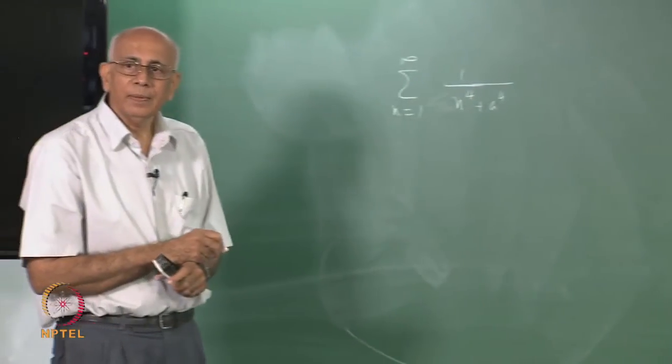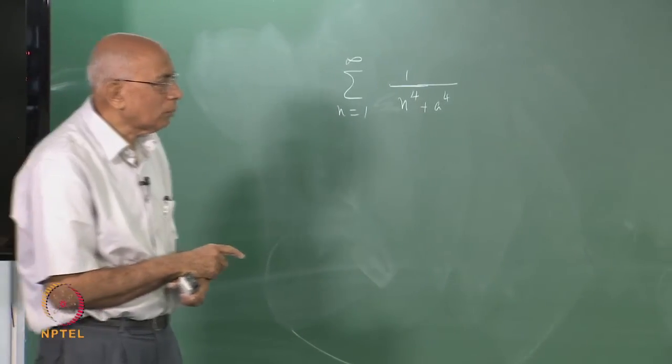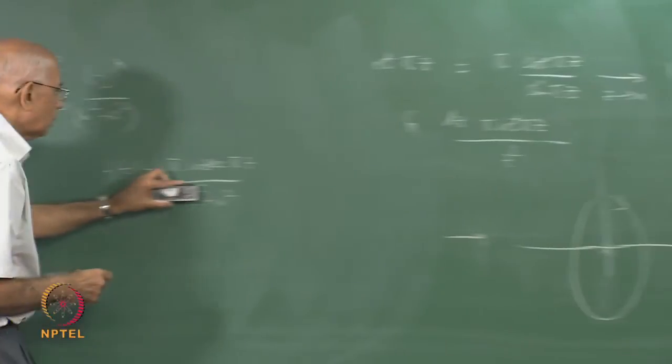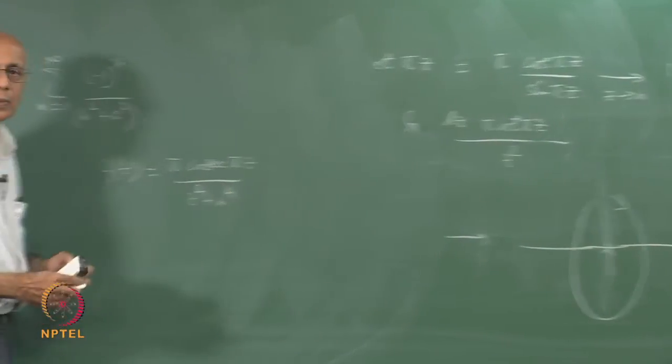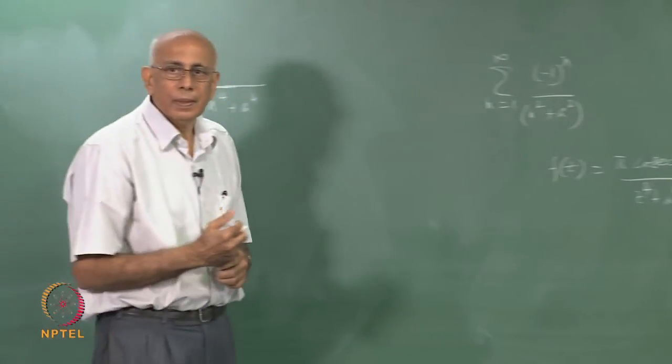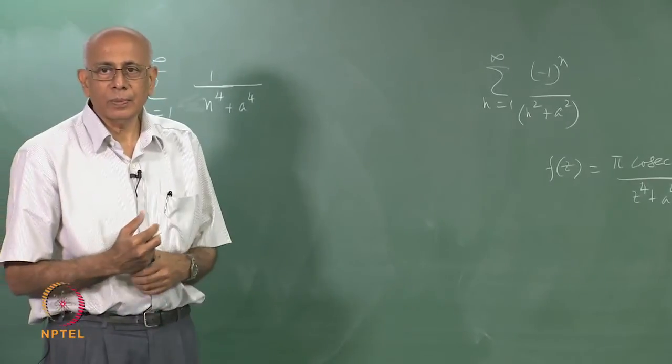what would happen then? What sort of analytic function would you get? This would have become z to the 4 plus a to the 4 out here, and then if we did that trick as we did there, what would happen now?